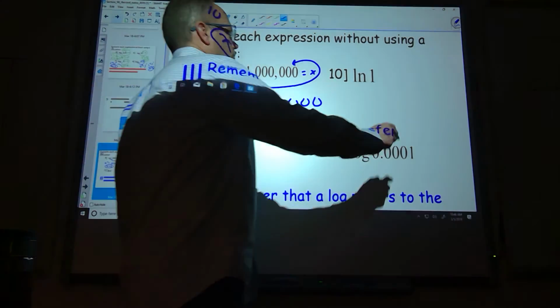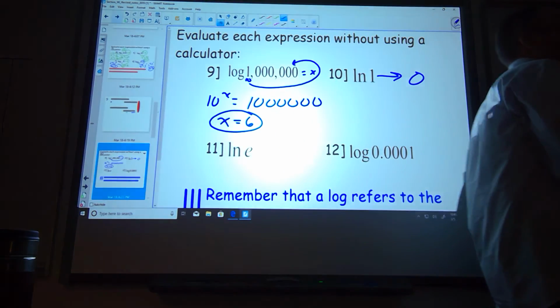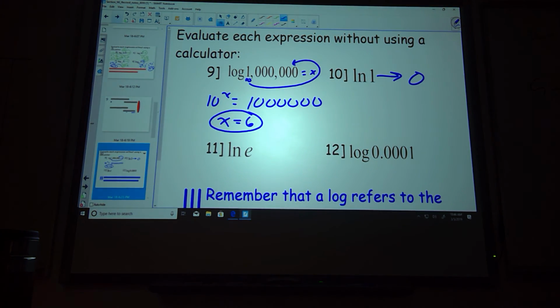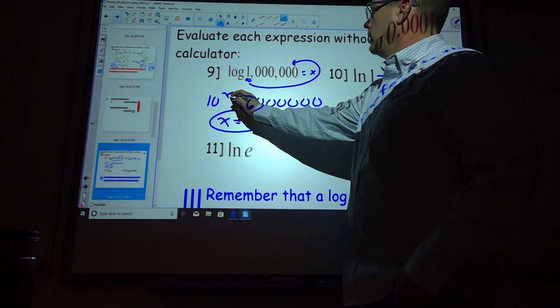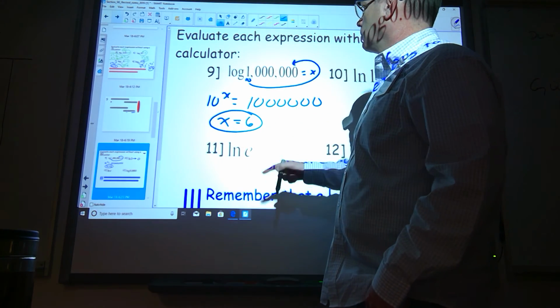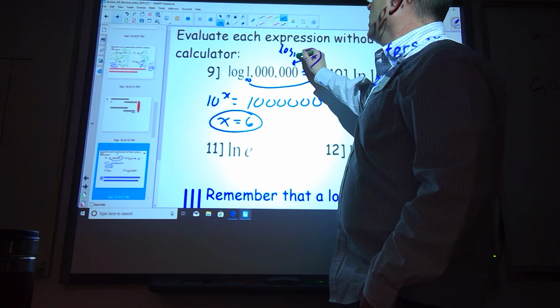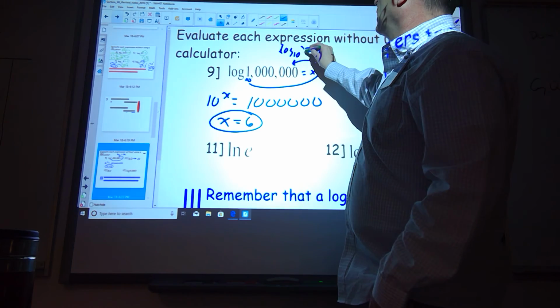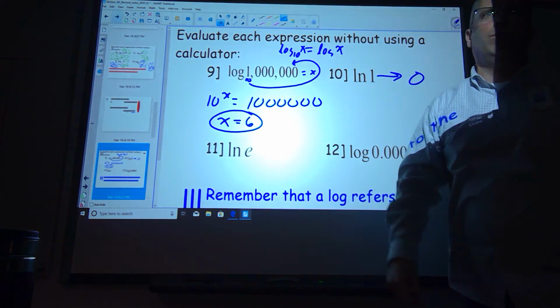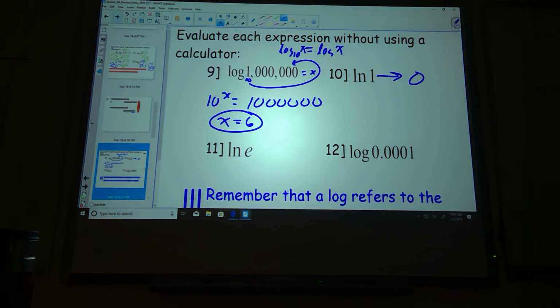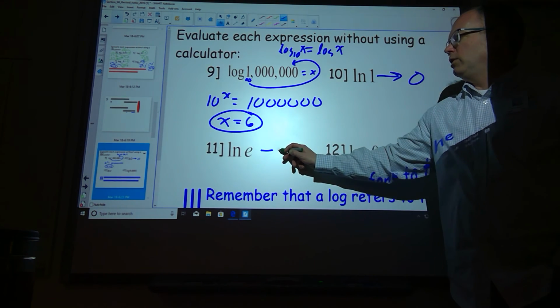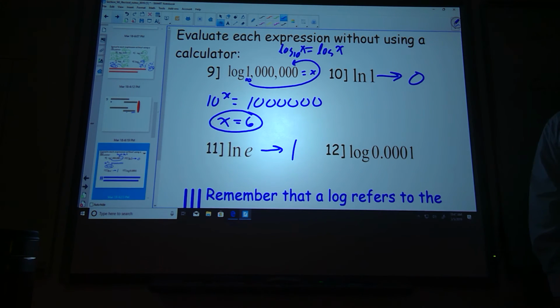Natural log of 1 is 0. Log 1 and natural log of 1 are 0. Log base 10 is equal to just log. So if I had log base 10 of x and log of x, that means the exact same thing. I was just throwing the 10 in there so we had the base of my exponent. Natural log of e, these undo each other. 1. Okay?